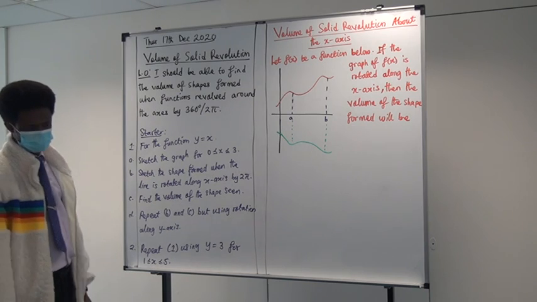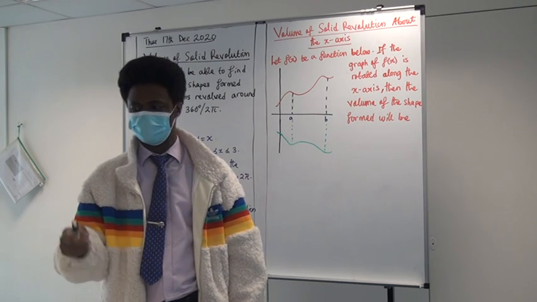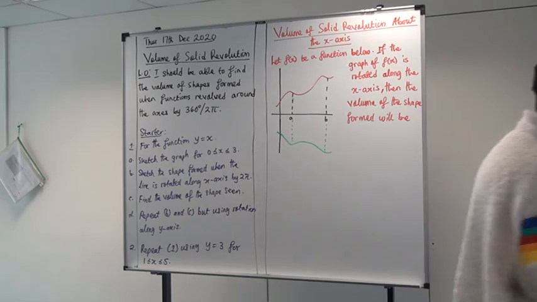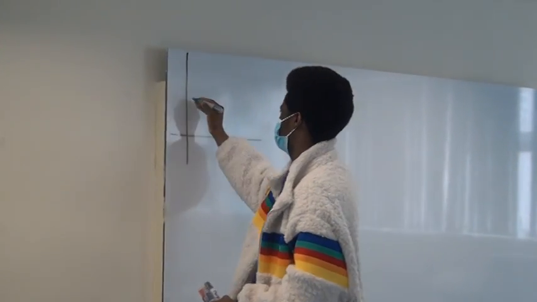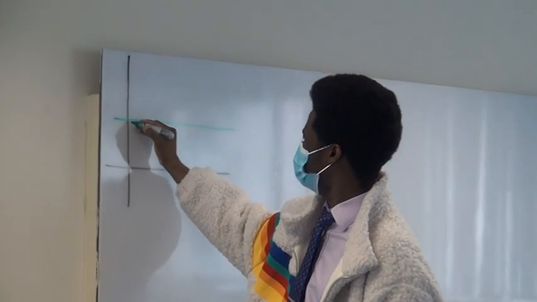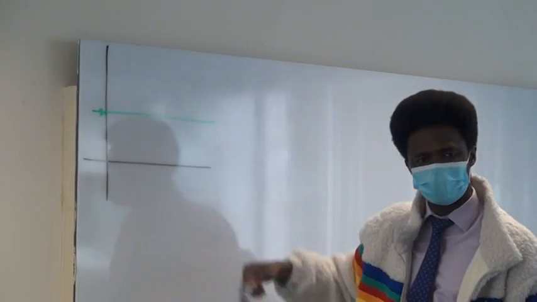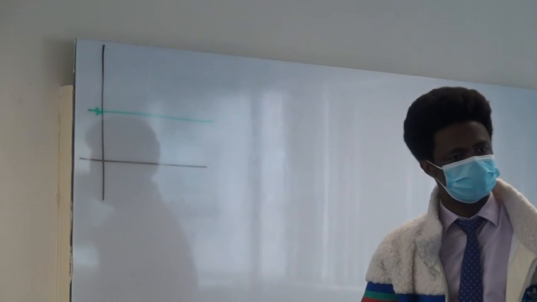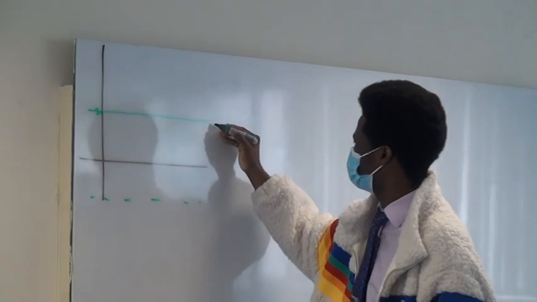Volume of solid revolution. So we're interested in the volume of a shape formed if functions are rotated along the axis. Let's look at some demonstration here. Let's say we have the line y equals 2, for example. This point is 2. If this line is rotated along the x-axis 360 degrees, you will form what shape? Cylinder. Because it's going to come like this, yes?